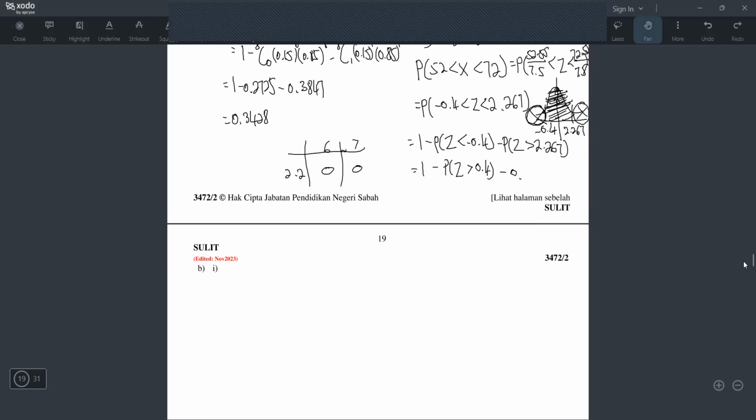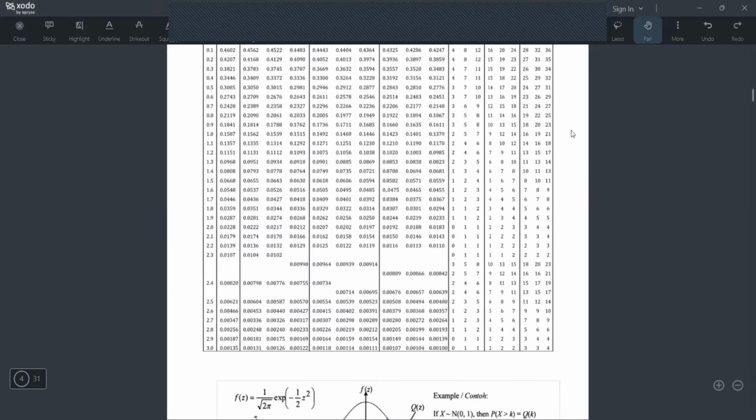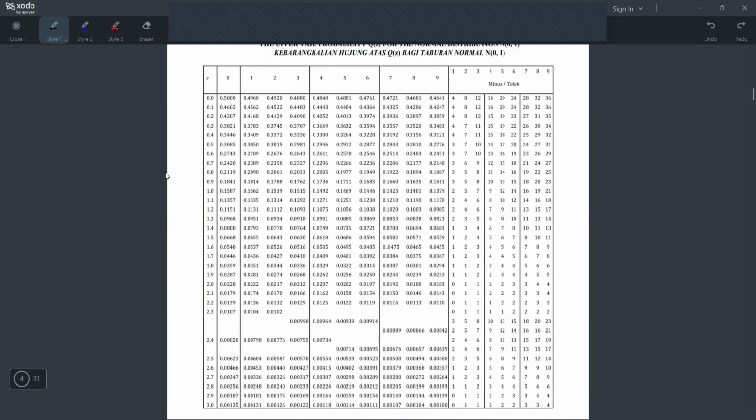Okay, I will scroll up now and go look for the table. 2.267. Let's go. Okay, it's here. Most students don't know how to read the table, so make sure you really know how to read it. 2.2, this is the first decimal place. Second decimal place is 6, and then 7. So what will be the value here? This one. This is the value I want. 0.0119, and also 2, right?